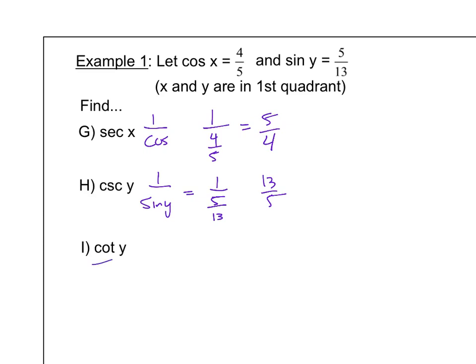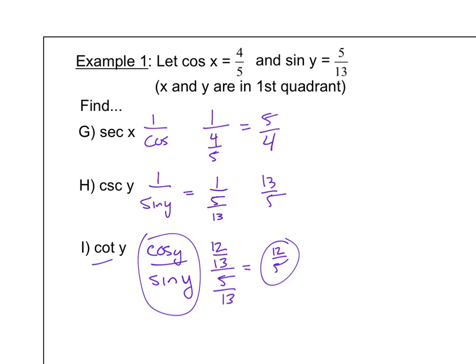So cotangent of y, remember cotangent is tangent flipped over. So cosine of y is going to be 12 over 13, sine of y, 5 over 13. So that just simplifies down to 12 over 5. Okay, so all I'm doing is substituting that in and then going from there. Your formula.